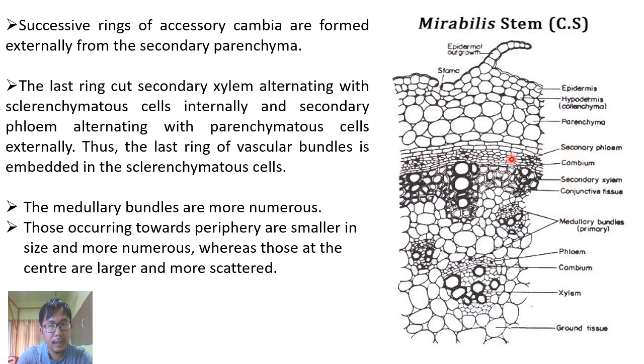They form a ring-like structure, and then they will die. After they die, just above the secondary phloem, secondary parenchyma will be produced. The secondary parenchyma will produce another layer of cambium. When they produce another layer of cambium, it will again produce secondary xylem and secondary phloem, and then it will die again. After that, another cambium will form again. Because of that, successive rings, more than one type of ring, will be produced.